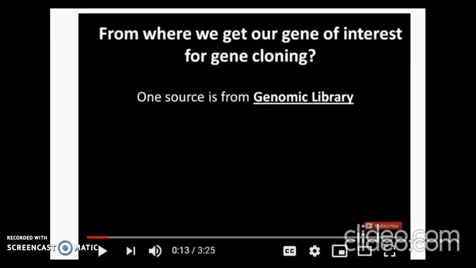So from where can we get the gene of interest for gene cloning? One of the sources is the genomic library. So how can we construct a genomic library of a phage? And why are we using phage? Because a large number of phage can be screened simultaneously, and a phage has a higher transformation efficiency, about 1,000 times higher compared to a plasmid. For example, we can use the lambda phage.